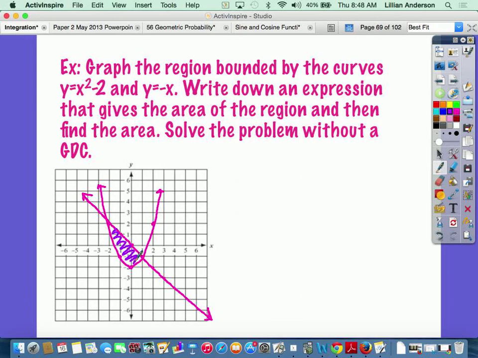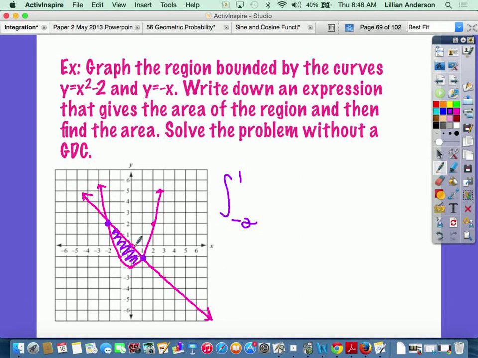Questions so far? That's a little review of graphing quadratic and linear functions. Now we have to write down an expression that gives us the area. Well, the expression is the integral from what to what? A and B basically represent where the region is bounded, between -2 to 1, because that's where those two lines intersect, and that's where the shaded region starts and ends.